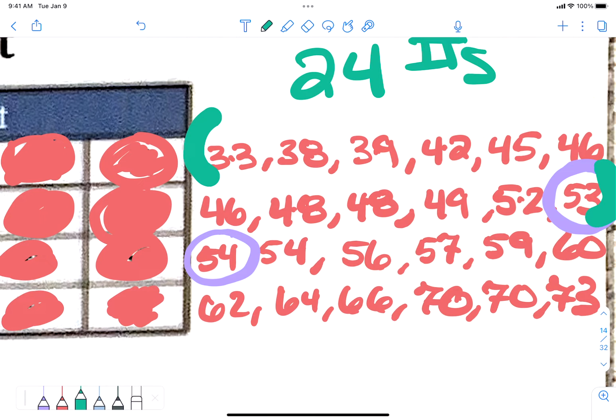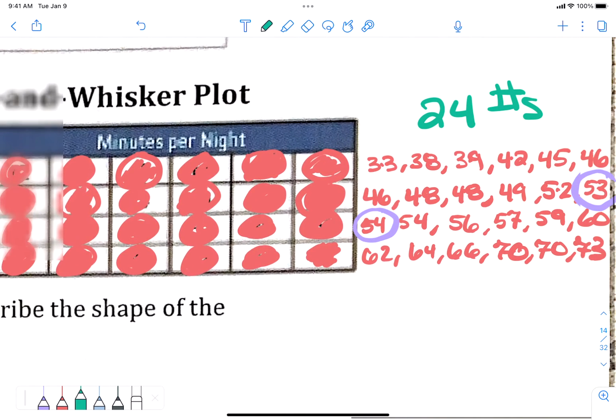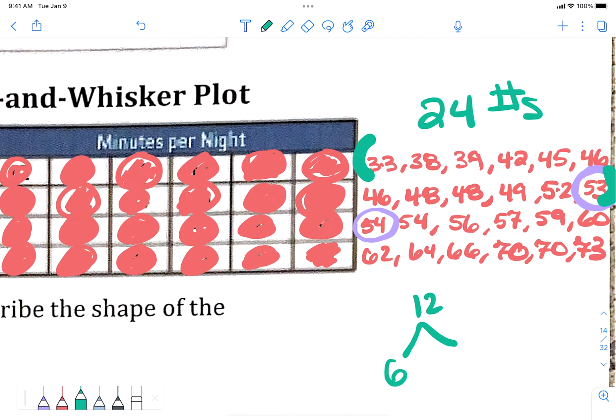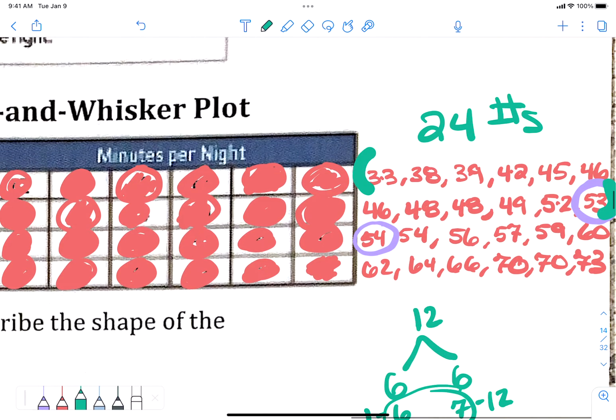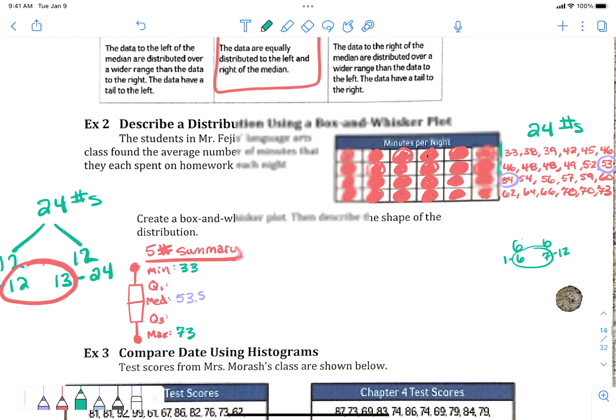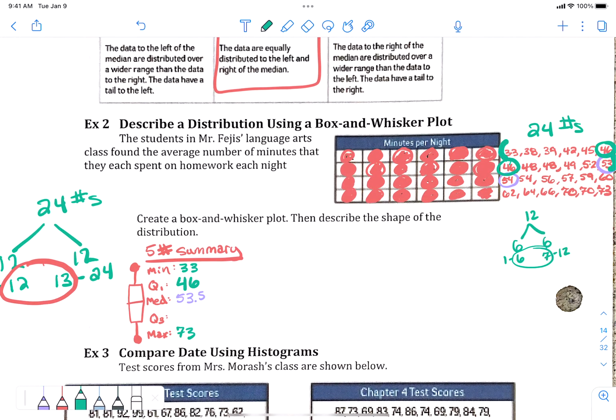So I do the median of that. I get to include the 53. The 53 stays included, because that wasn't my exact middle number. So now I find the middle of those numbers. How many numbers are there? 12. If I separate 12 in half, that's 6 and 6. The numbers 1 through 6 are here, the numbers 7 through 12 are here. So it's in between the 6th and 7th number. What are my 6th and 7th numbers? 46 and 46. What's the average of 46 and 46? 46. That's my Q1, 46.